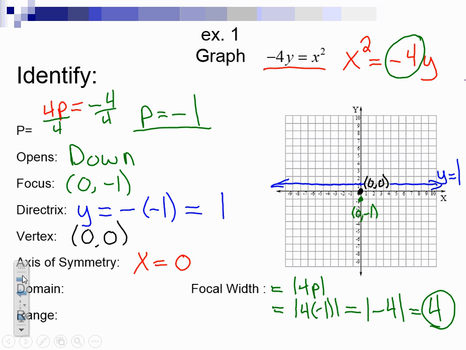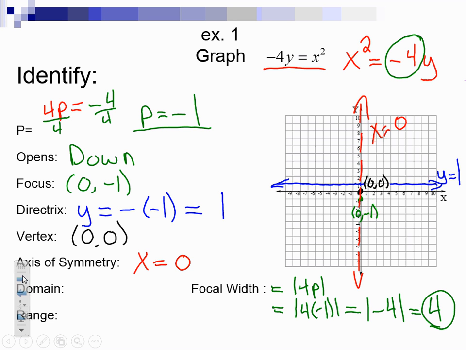We already did the vertex. Axis of symmetry is x equals 0. So that's going to be a vertical line at x equals 0. That's going to be right here. It goes through my vertex. Now, we have to make this look like a parabola.